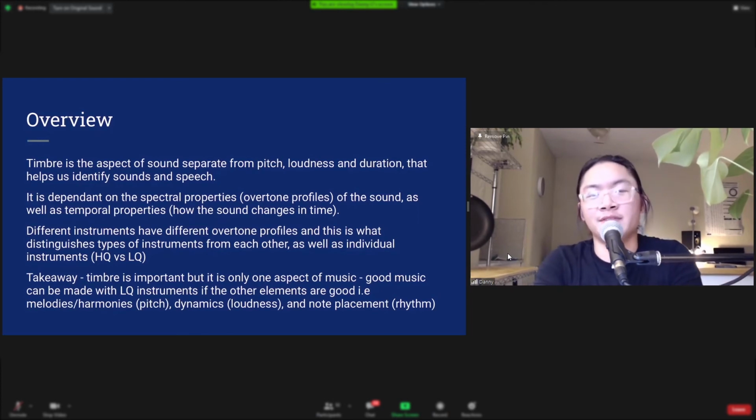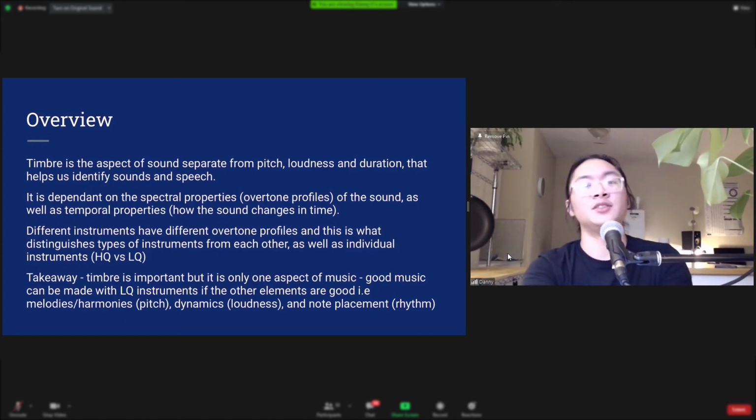Different instruments have different overtone profiles, and this is what distinguishes types of instruments from each other, as well as individual instruments. So think about a low quality instrument versus a high quality instrument. What's the difference between your $500 Squier and a $2,000 Fender? The answer is the overtone series.